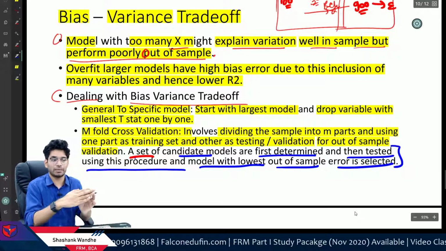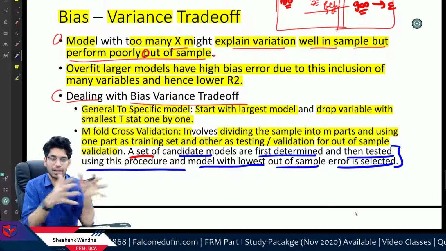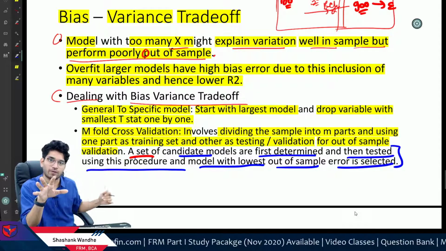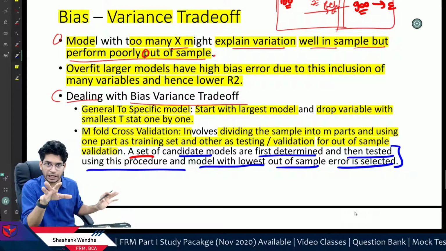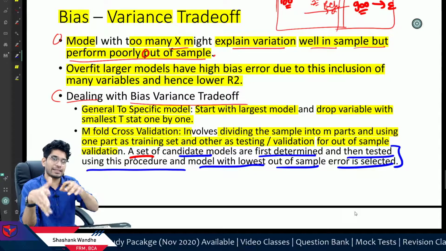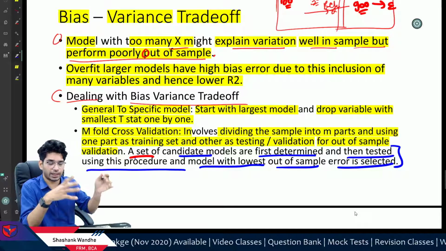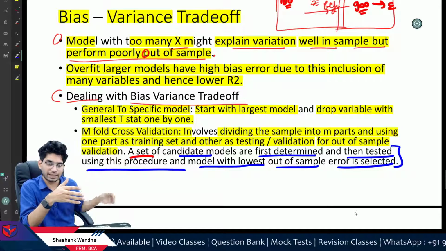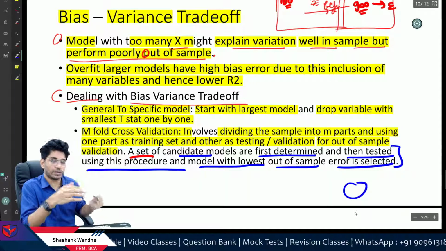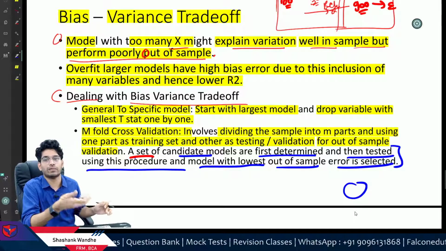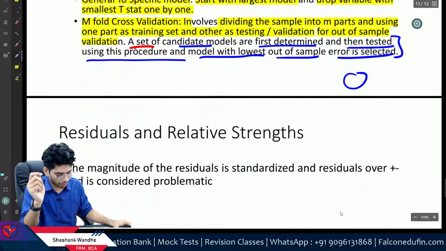So the procedure is very simple here. You have in-sample and out-of-sample observations. You will have, say, 10 models with different combinations of independent variables. Then you keep doing this in-sample and out-of-sample testing, in-sample for training, out-of-sample for testing, and you will get residuals. Whichever model has the lowest out-of-sample error will be selected as your regression model.